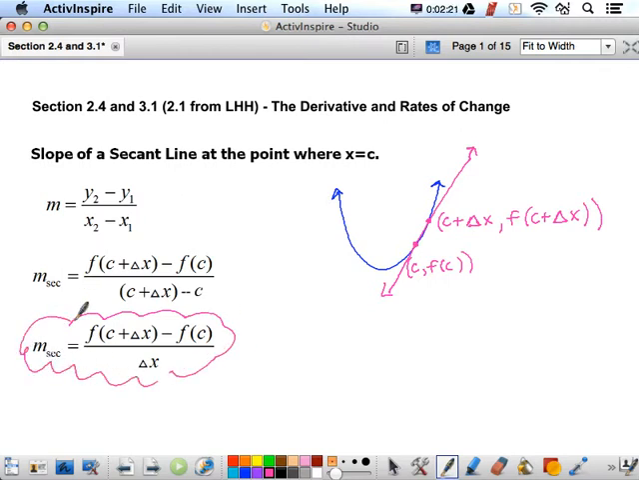Okay, so does this look kind of familiar to you? It looks like the difference quotient, right? Just with c's and delta x's instead of x's and h's. Make sense? Now if you imagine pulling those two points closer and closer together until they're practically the same point, there's so little difference in their x values and their y values. That's sort of like taking the limit as delta x approaches 0, right? That will take it from the slope of a secant line and turn it into the slope of a tangent line.